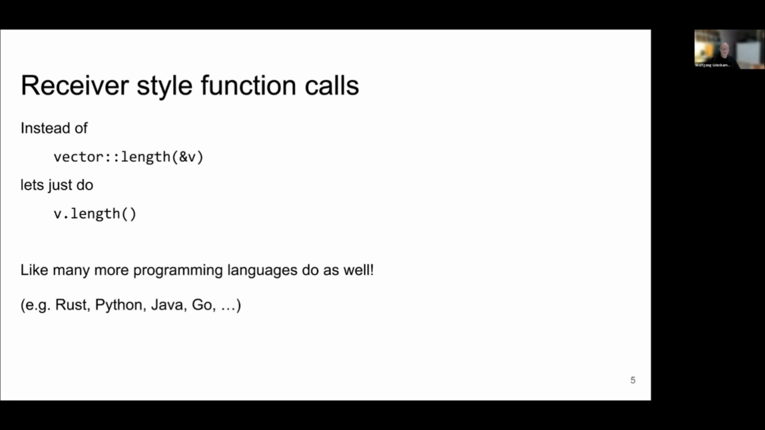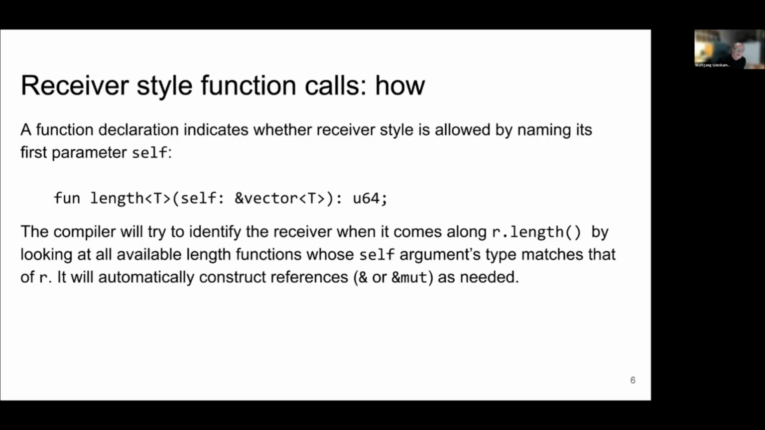And yeah, why don't we just do v.length? If you work with any other languages, you are familiar with that notation. Many more programming languages do exactly that. So it's a big shortcut. You don't need to qualify the name because it's known from the type of v that it is a length function, and you don't need to take that reference because the compiler can automatically determine that a reference has to be taken. So how does that work?